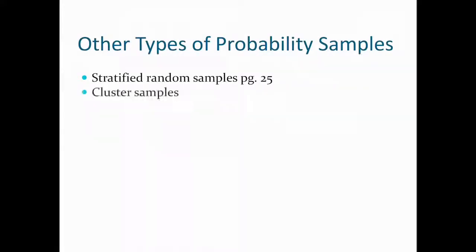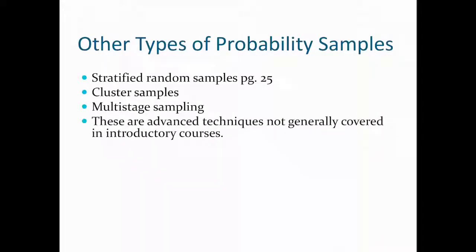There are other types of probability sampling. You have stratified random sampling, cluster sampling, and multi-stage sampling. You can learn about these online. The book talks very little about these, but we're not going to go through these in this course at this particular time.